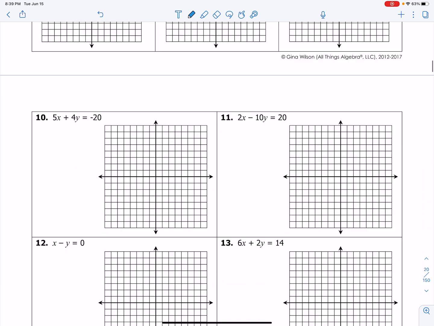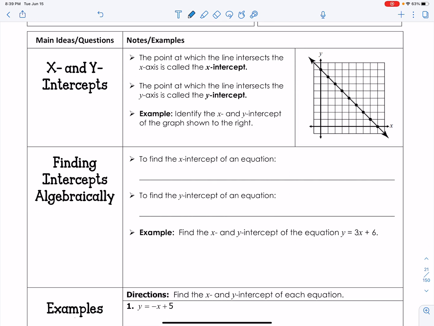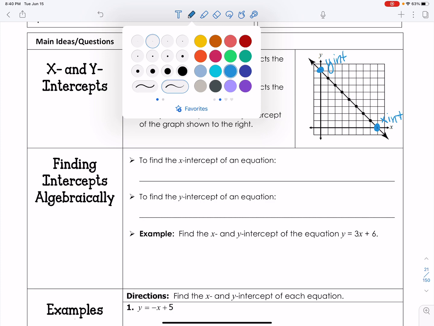All right, so we're going to look at x and y-intercepts. If you look at the notes, it says the point where the line intersects the x-axis, so I'm going to label this, is the x-intercept. And the point where it hits the y-axis is the y-intercept. What you can do with the x and y-intercepts is, if you can get those two dots, you can actually find the equation of the line.